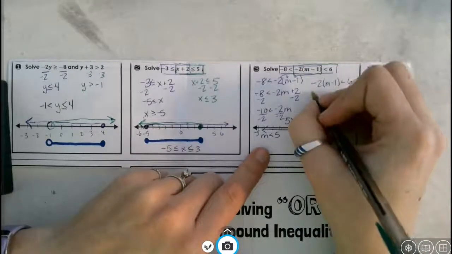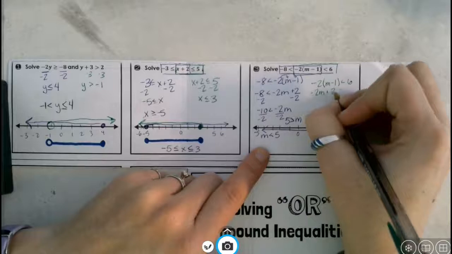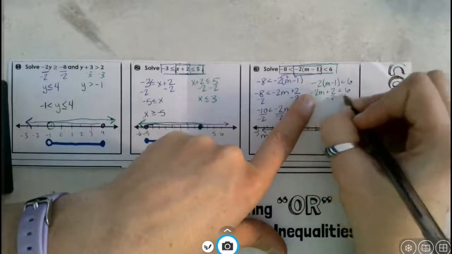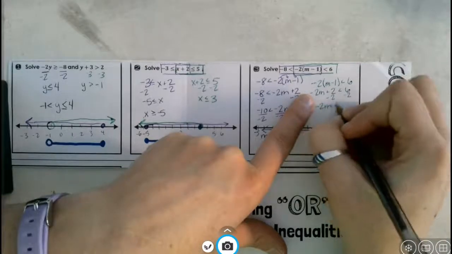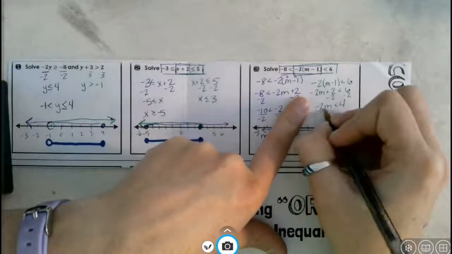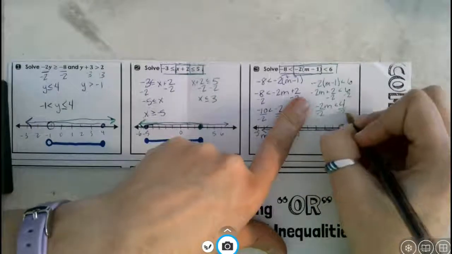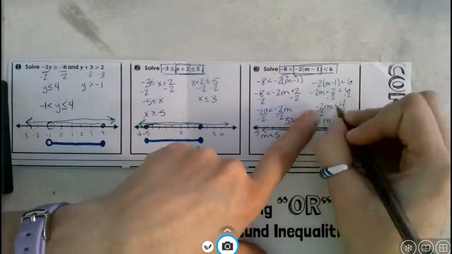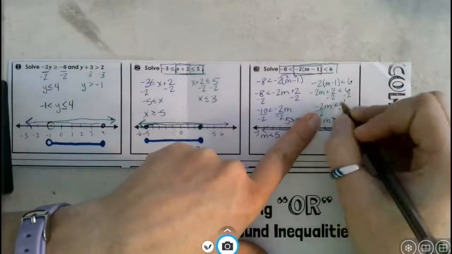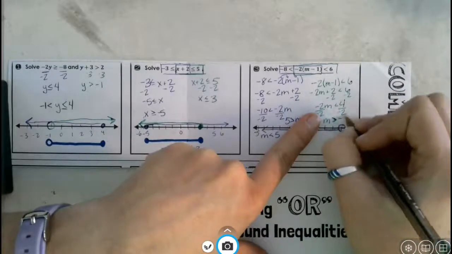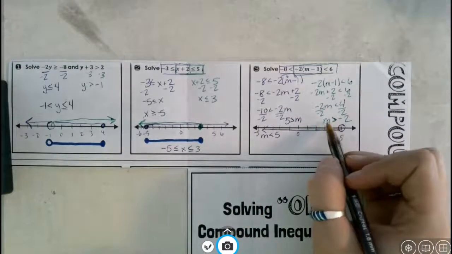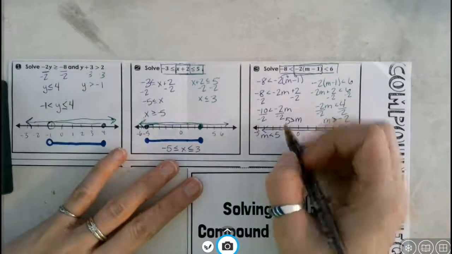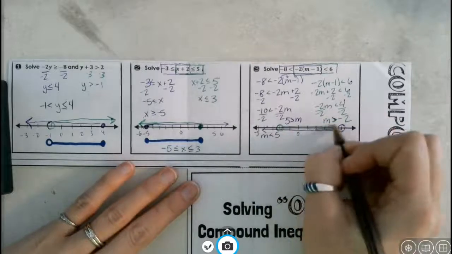So again, I use my distributive property, and then I solve for my m. So I undo my addition or subtraction first, and then I undo my multiplication or division. And here again, I'm dividing by a negative, so my sign switches direction. So m, my sign changes direction. Positive divided by a negative is a negative, and there we go. So now I can graph it, and I'm in the right order. I have my variable, my symbol, then my constant. So at negative 2, I have an open circle, and I shade to the right.